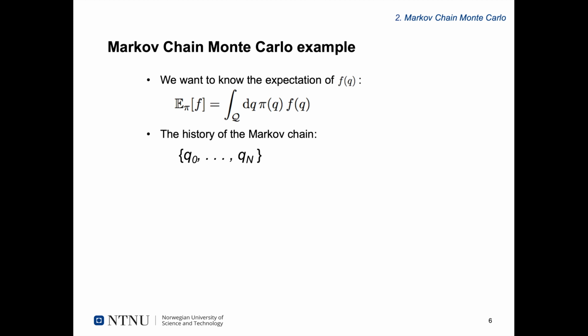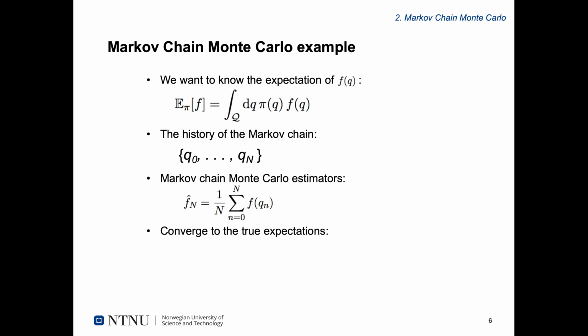Given sufficient time, the history of the Markov chain becomes a convenient quantification of the typical set. We can estimate the expectation by averaging the target function over this history. As we run the Markov chain longer and longer, it will better explore the typical set, and the Markov chain Monte Carlo estimator will converge to the true expectation.